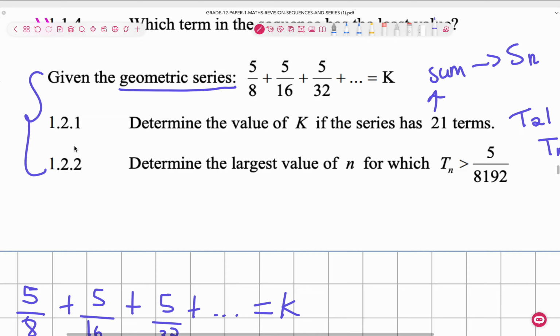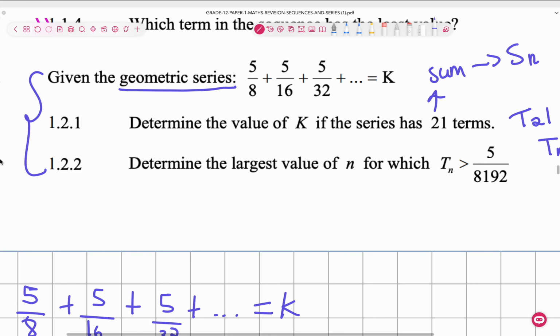Because it's just an inequality. The only difference is that they are using things such as Tn in full. So what is the question asking for when they say Tn is greater than 5 over 8,192? Basically they are asking you for which large value of n, when you substitute into the equation of Tn, you will get a value that is greater than 5 over 8,192. That's basically what the question is asking from you.